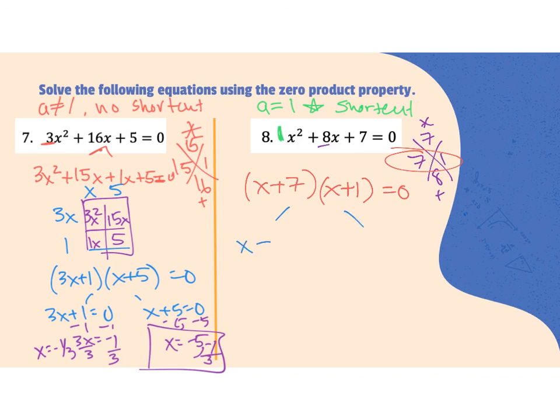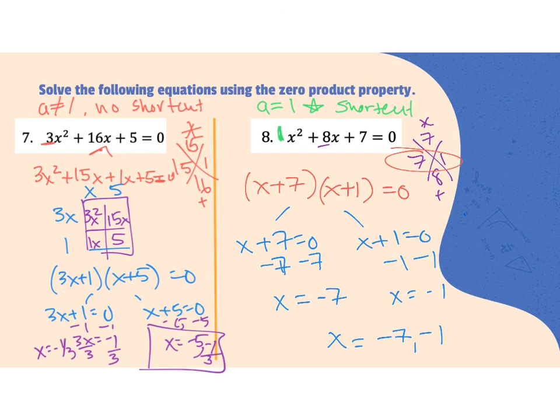Split the 2. X plus 7 equals 0. X plus 1 equals 0. Subtract the 7. I get x equals negative 7. Subtract the 1. I get x equals negative 1. X equals negative 7 and negative 1. Those are my solutions. It's kind of nice when you can use the shortcut and you get to skip this whole piece.